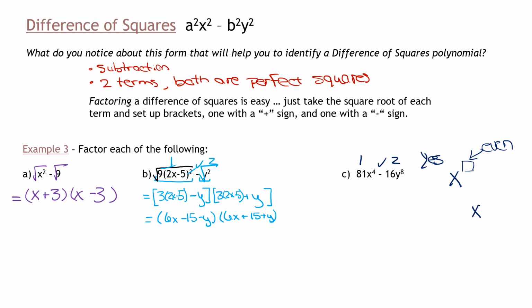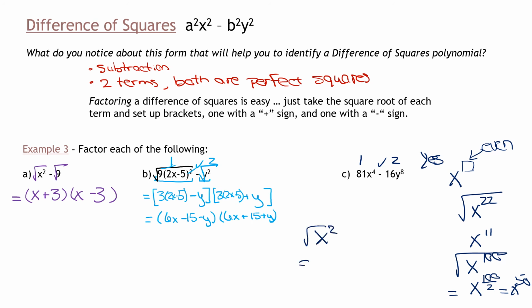So x to the power of 22, the square root of that, we divide by 2 and we get x to the power of 11. X to the power of 100, the square root of that is going to be, so I'll write it out, it's really 100 over 2, so it's x to the power of 50. So as long as you have an even exponent, we can divide by 2. Now you probably didn't realize that before because we usually just had x squared and you would just say the square root of x squared is x. It is because 2 divided by 2 is 1.